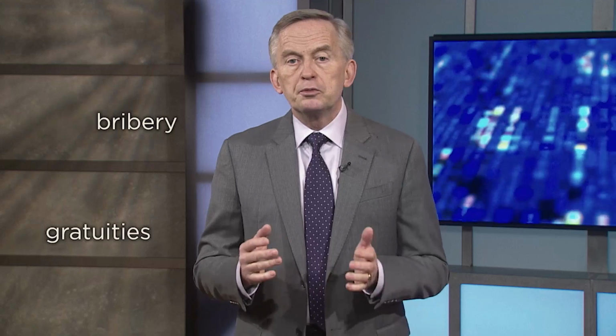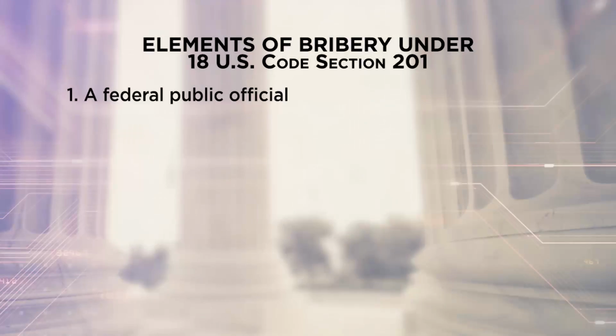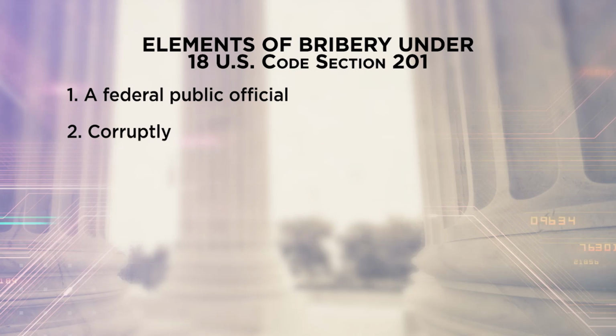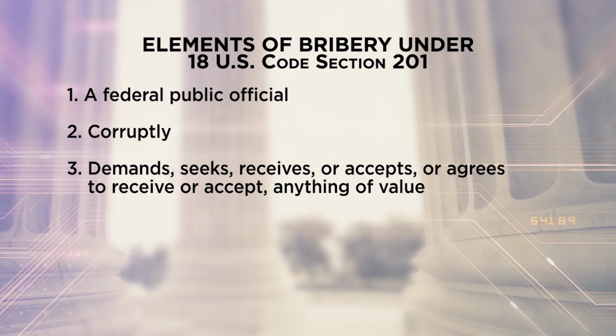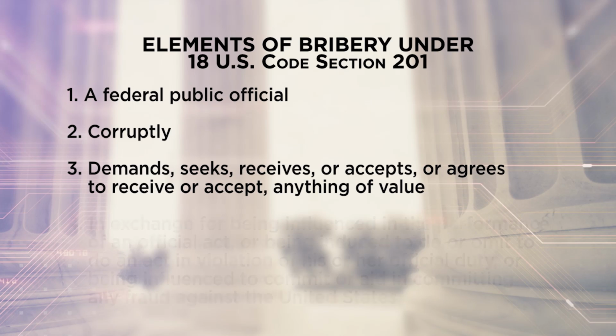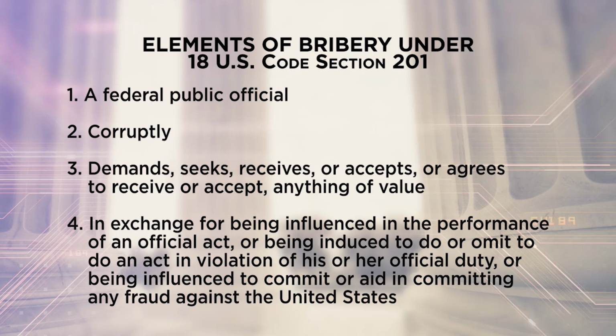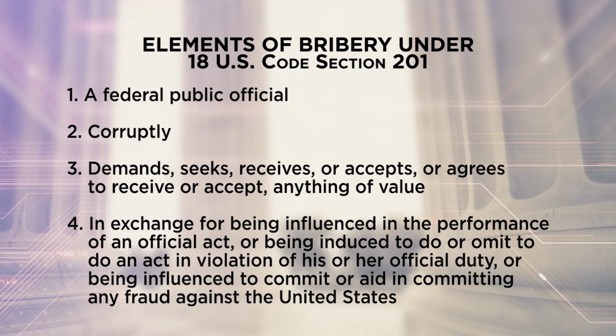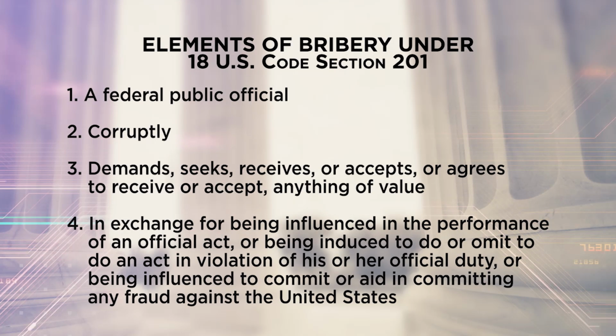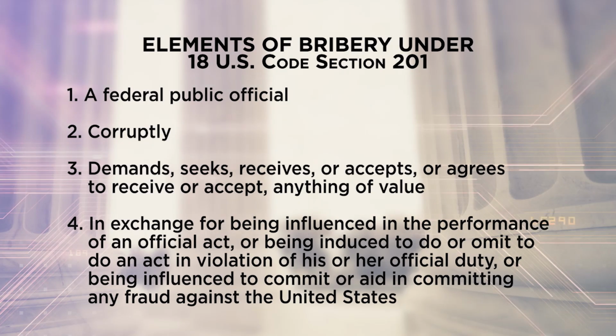Title 18, Section 201 of the U.S. Code contains 2 distinct but related crimes: bribery and gratuities. To prove bribery, prosecutors must prove the following: a federal public official corruptly demands, seeks, receives, or accepts, or agrees to receive or accept anything of value in exchange for being influenced in the performance of an official act, or being induced to do or omit to do an act in violation of his or her official duty, or being influenced to commit or aid in committing any fraud against the United States. Bribery is punishable by up to 15 years in prison, along with substantial fines and disqualification from holding any office of honor, trust, or profit in the United States.